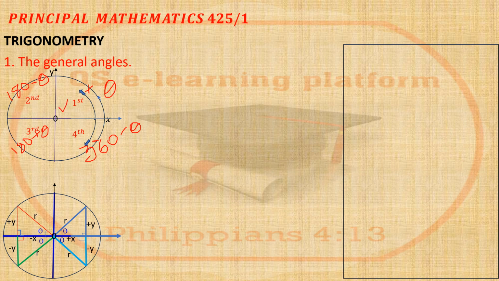Then in the second quadrant, I expect angles from 90 to 180. In the third quadrant, I expect angles from 180 to 270. And lastly, in the fourth quadrant, I expect angles within the scope of 270 and 360. Hope I'm very clear. That is very important as far as the angle properties or the general angles are concerned in this context.